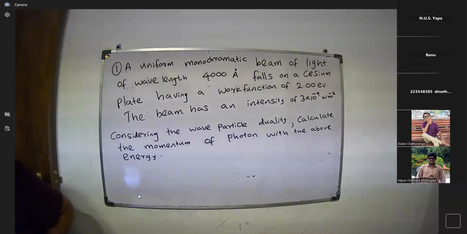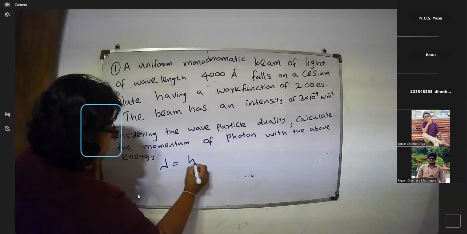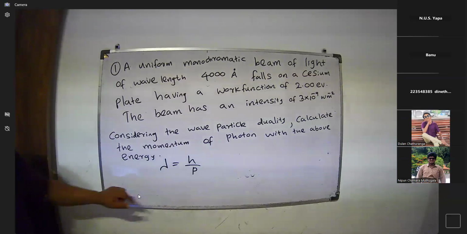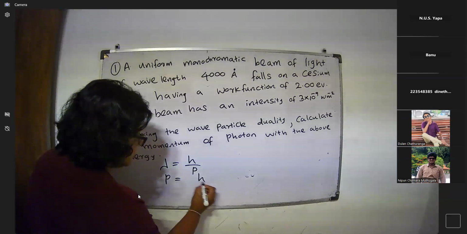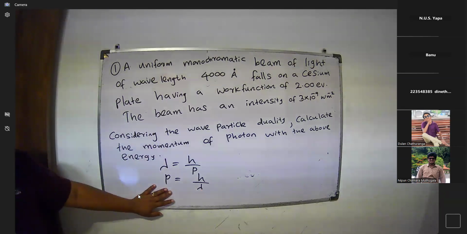Consider the wave-particle duality. Calculate the momentum of the photon with the above energy. We know the energy. p equals E over c. Yes, the energy is given. And we can also use another equation: lambda equals h over p. Is that also correct? Momentum can be calculated easily as h over lambda. h is the Planck constant, lambda is 4,000 angstrom, right?